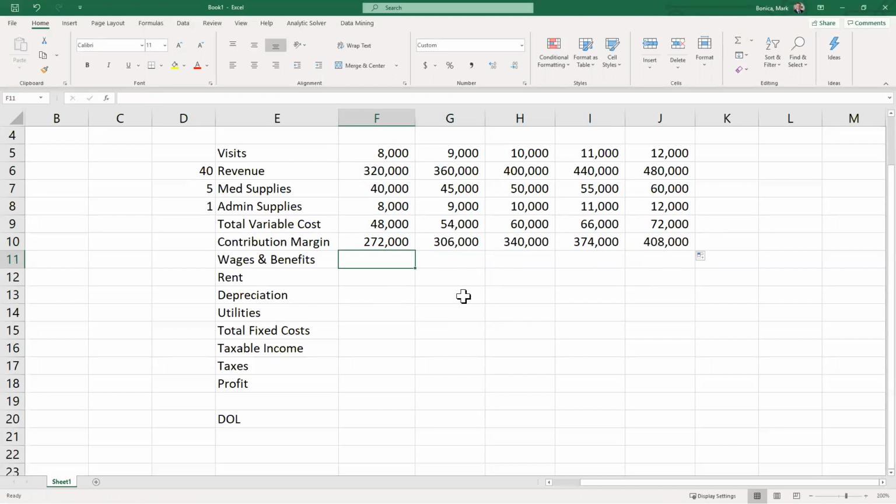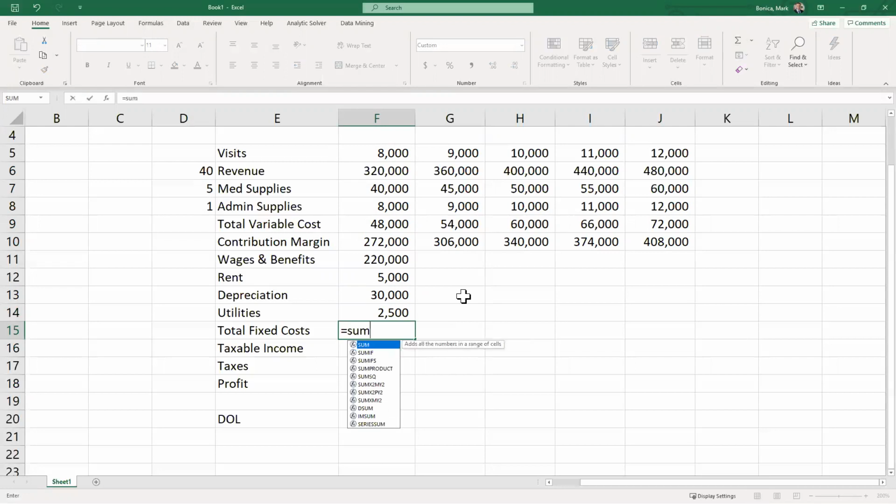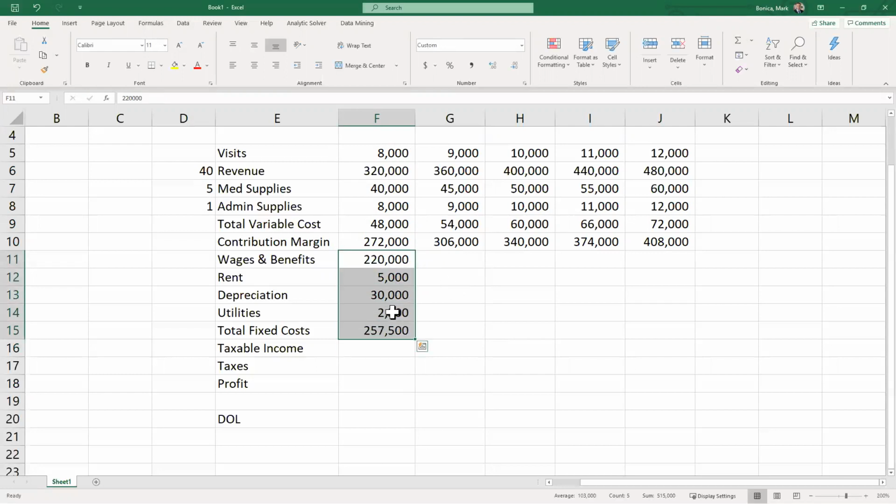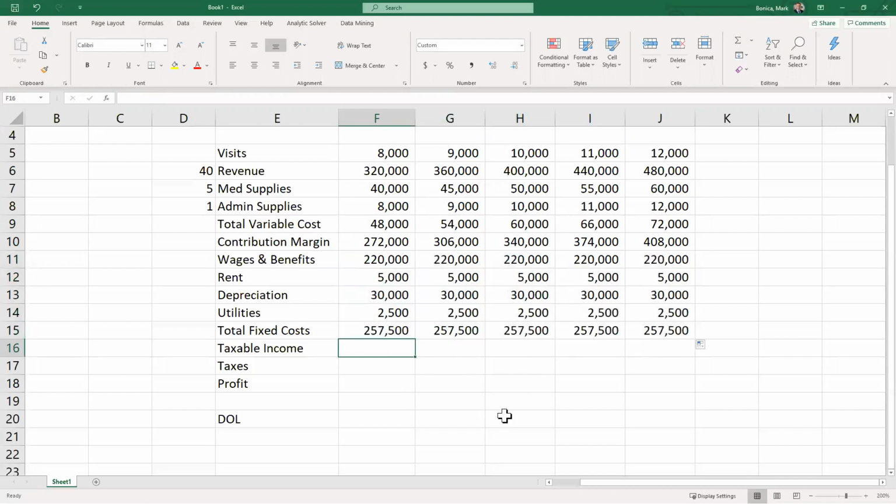And then our fixed costs are wages at 220. Whoops, too many, that's too much. Our rent at 5,000. Our depreciation at 30,000. Our utilities at 2,500. And that's all for our fixed costs. We can add those up. And since they don't change because they're fixed, they don't vary based on the volume, I can just copy that across and populate that in.